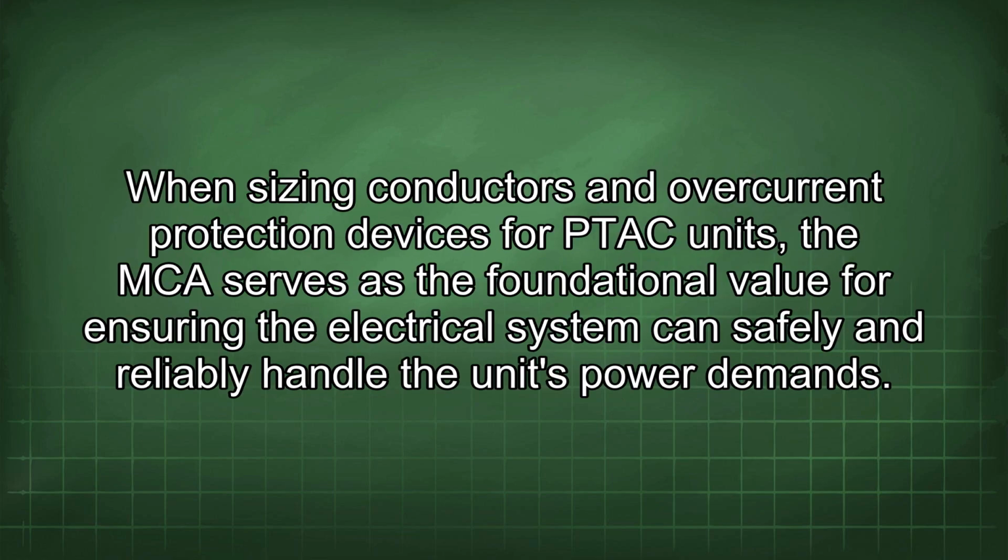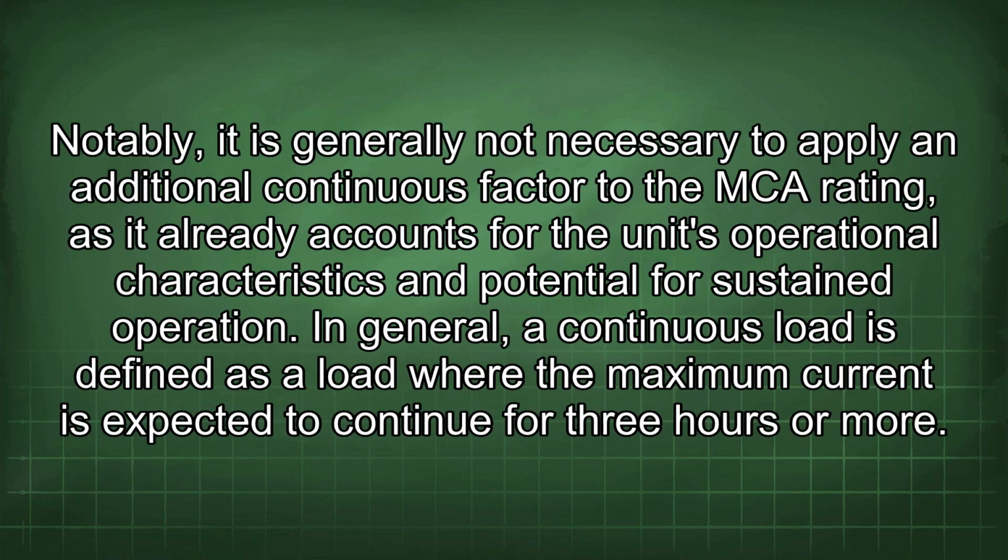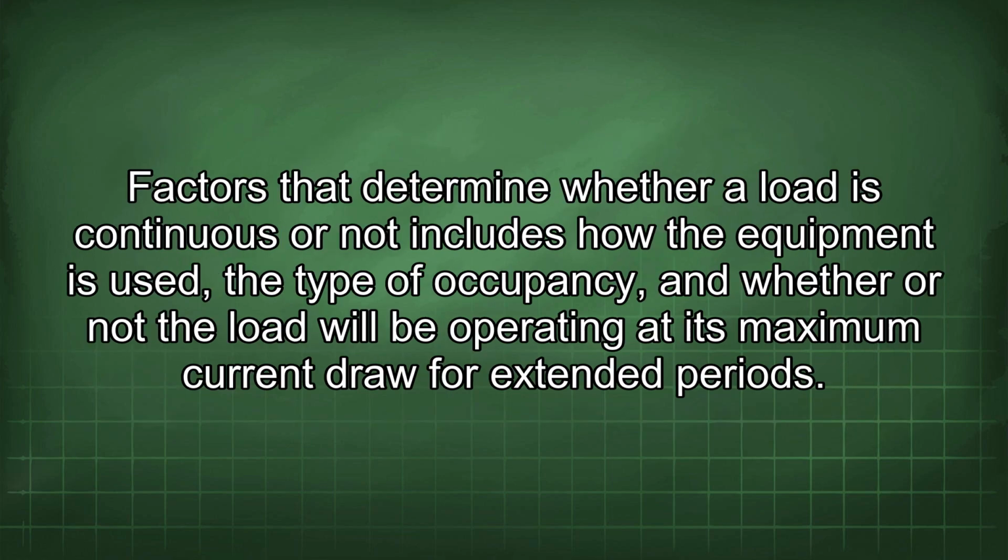When sizing conductors and overcurrent protection devices for TAC units, the MCA serves as the foundational value for ensuring the electrical system can safely and reliably handle the unit's power demands. Notably, it is generally not necessary to apply an additional continuous factor to the MCA rating, as it already accounts for the unit's operational characteristics and potential for sustained operation. In general, a continuous load is defined as a load where the maximum current is expected to continue for 3 hours or more. Factors that determine whether a load is continuous or not include how the equipment is used, the type of occupancy, and whether or not the load will be operating at its maximum current draw for extended periods.